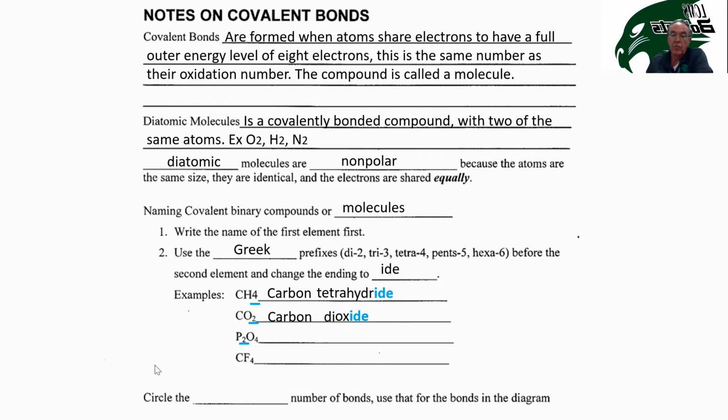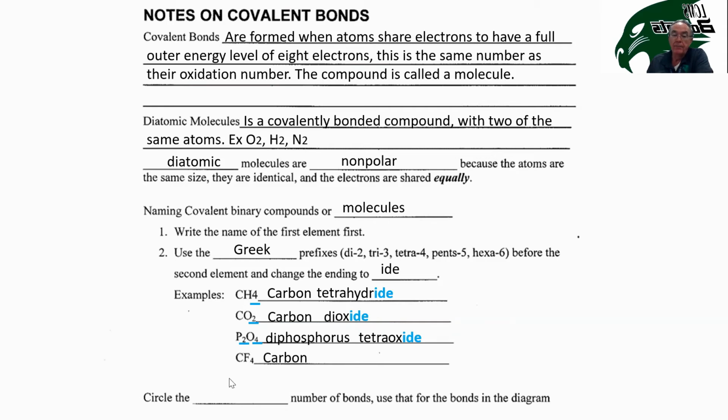Now you see that there's 2 phosphorus. So we need to say 2 phosphorus. So we say di. We never change the name of the first element. So we just say phosphorus. And then we see that there's a 4. So we need to say 4, which is tetra. For what? Oxide. This would be diphosphorus tetroxide.